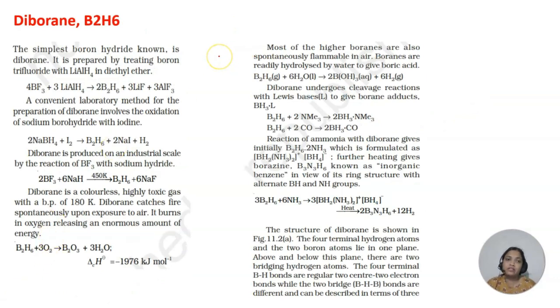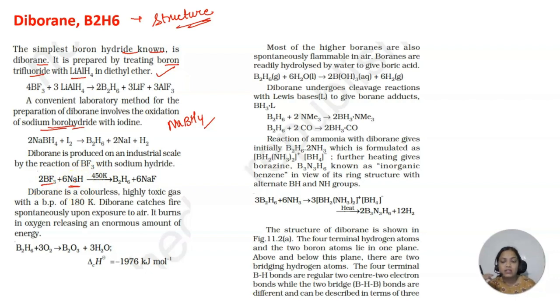The next important compound is diborane. Students, on diborane, usually the question is asked on its structure. Boron's simplest hydride is known as diborane. You should know the preparation also: by treating boron trifluoride with lithium aluminium hydride in diethyl ether. In laboratory preparation, we heat sodium borohydride, NaBH4, with iodine, so we will get diborane. And on industrial scale it is prepared by the reaction of BF3 with sodium hydride.